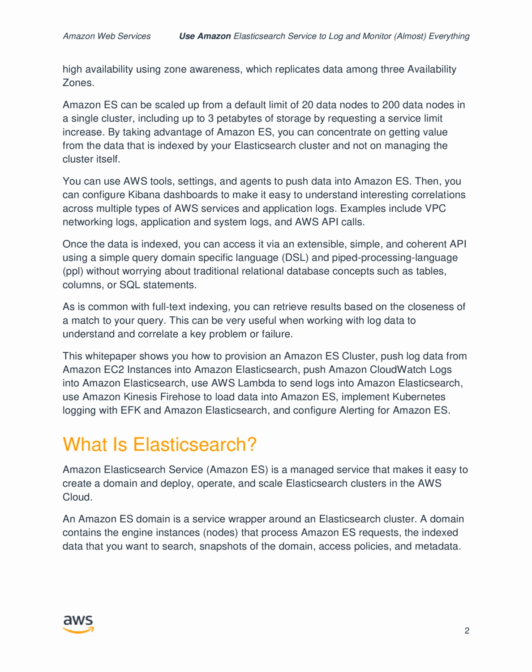You can use AWS tools, settings, and agents to push data into Amazon ES. Then, you can configure Kibana dashboards to make it easy to understand interesting correlations across multiple types of AWS services and application logs. Examples include VPC networking logs, application and system logs, and AWS API calls.